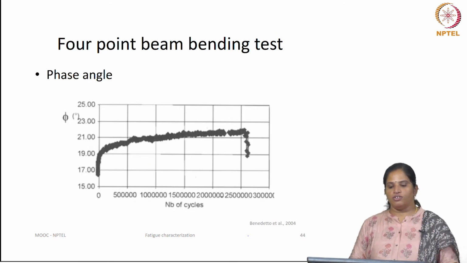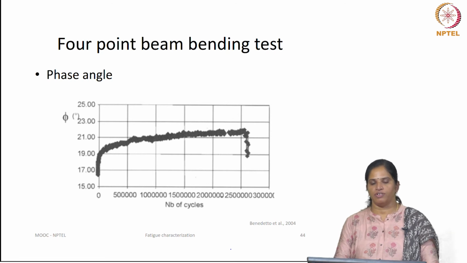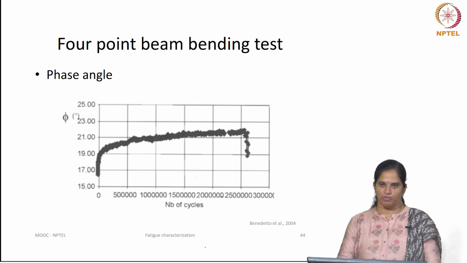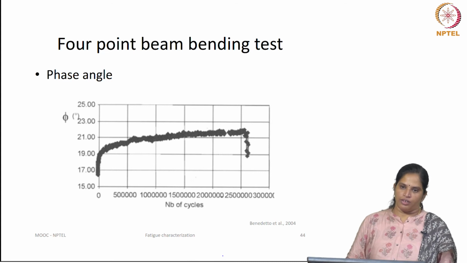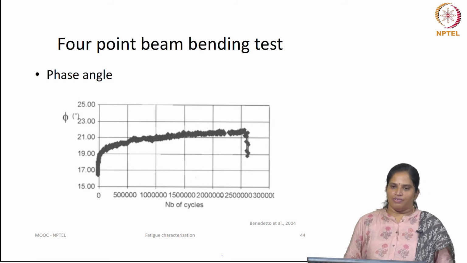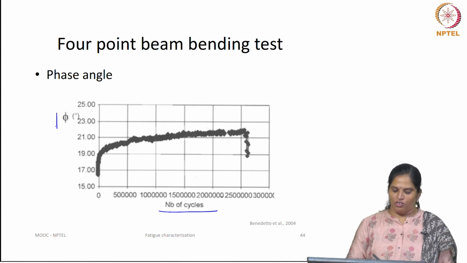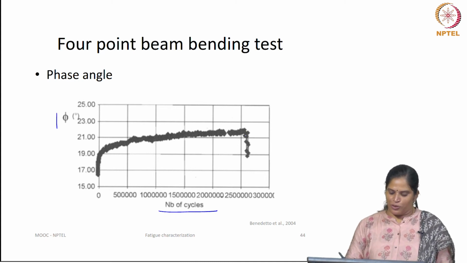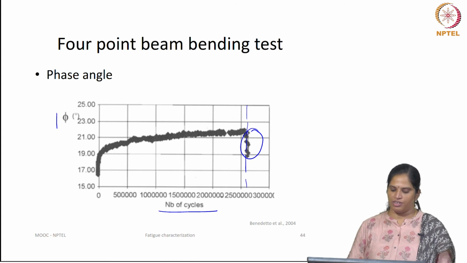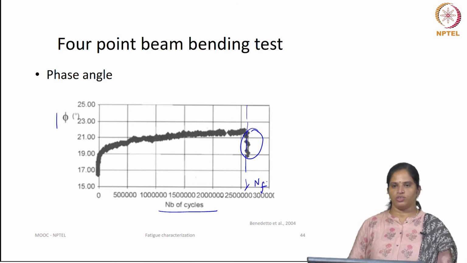The next method of determining the fatigue life of a bituminous mixture is using the phase angle value. As the damage progresses, phase angle is plotted as a function of number of cycles. Now, at the extreme point of damage, you can see a sharp decrease in the phase angle, and this is taken as the fatigue life of bituminous mixtures.